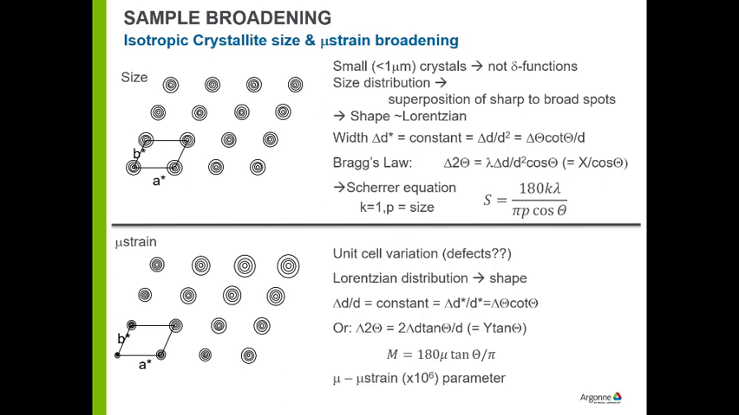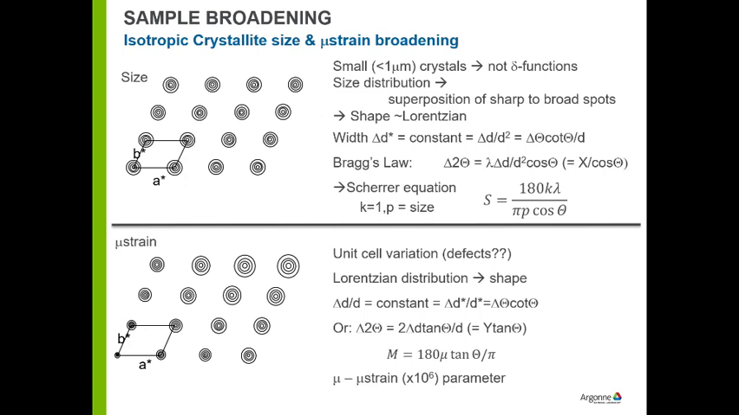Small ones give broad peaks, large ones give sharp peaks. That's all then summed over the ensemble of crystallites. And the resulting peak shape is then a Lorentzian, or can be approximated by a Lorentzian. So crystallite sample broadening is Lorentzian because of that range of particle sizes.